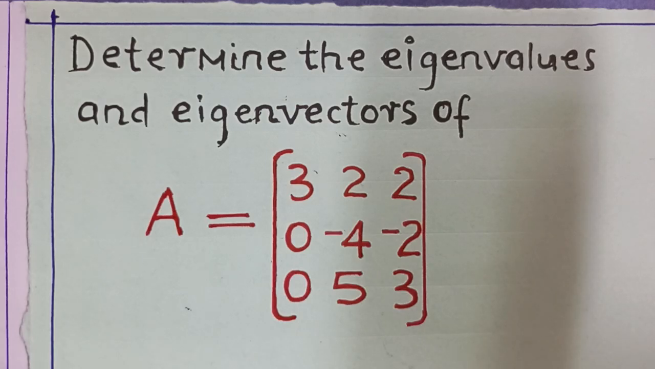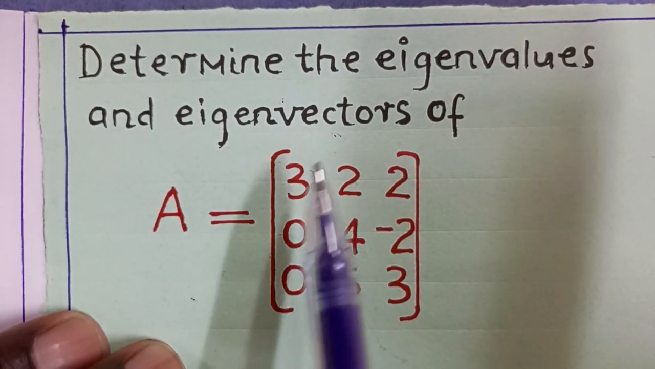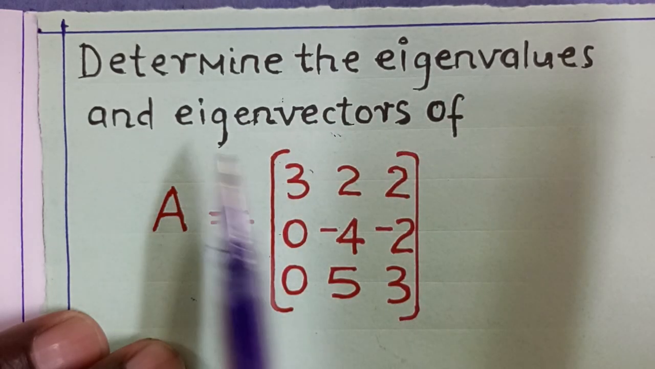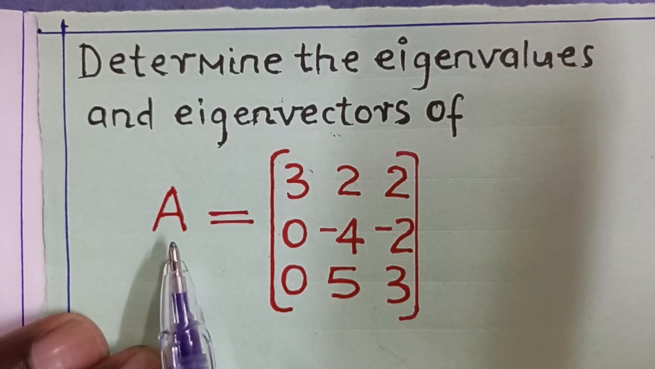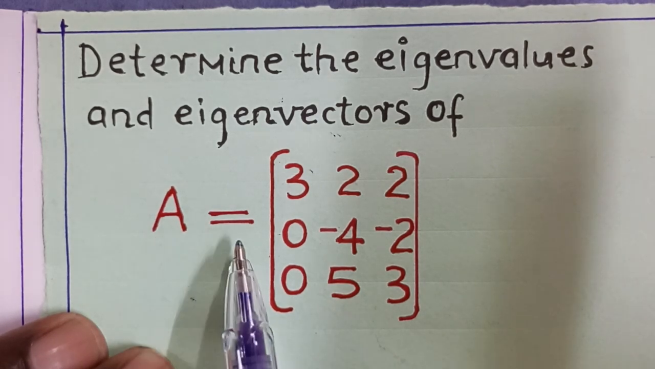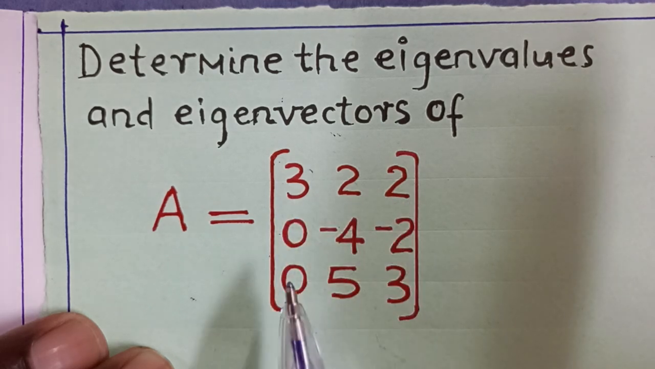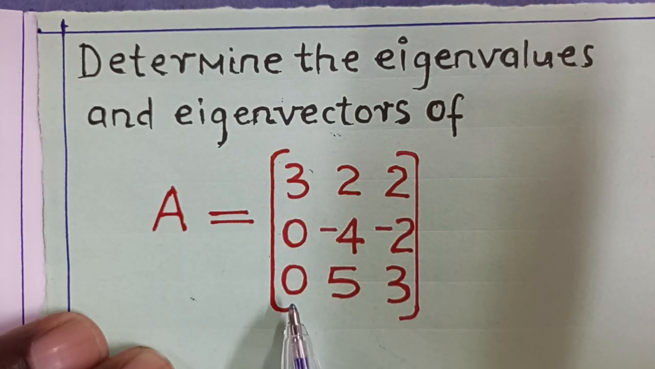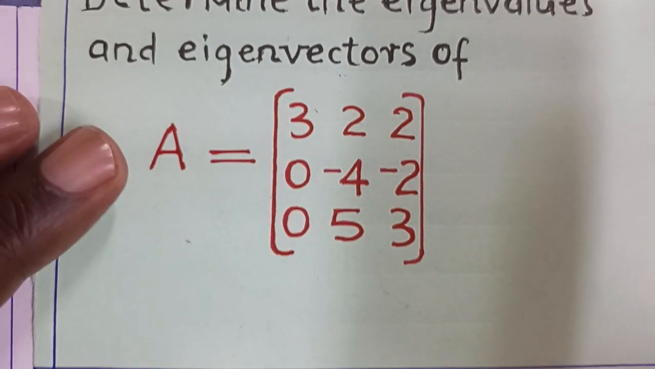Welcome guys, as we do yet another problem right here. I read the question: determine the eigenvalues and eigenvectors of the matrix A. We have the first row 3, 2, 2, the second row 3, negative 4, negative 2, and finally 0, 5, and 3. Guys, now we start off with this question.